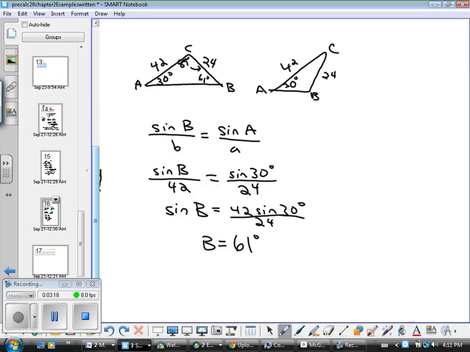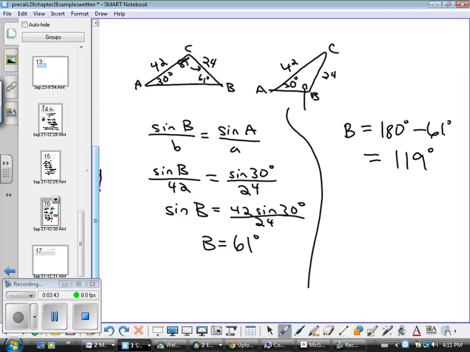Now, the other thing is, we know that our calculator will always give us the acute angle, but we have another solution where B is the supplement of that angle. So B in the second triangle that we drew is going to be 180 minus 61. And remember, the reason for that is because a 119 degree angle and a 61 degree angle have the same sine.